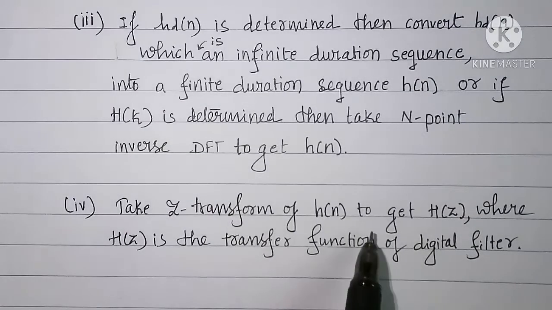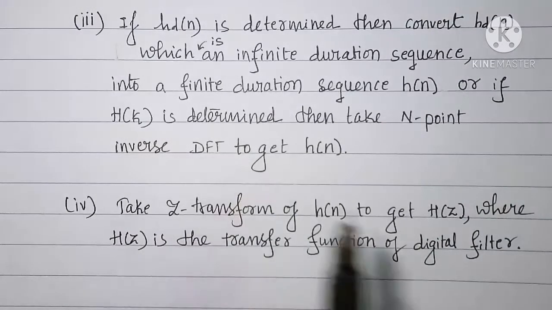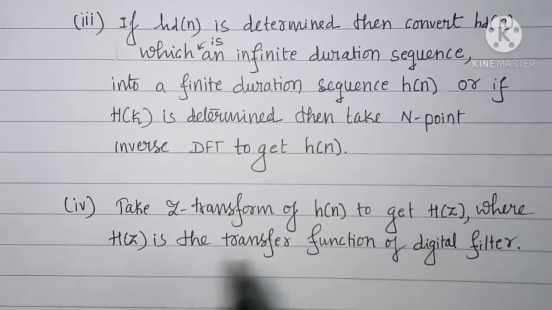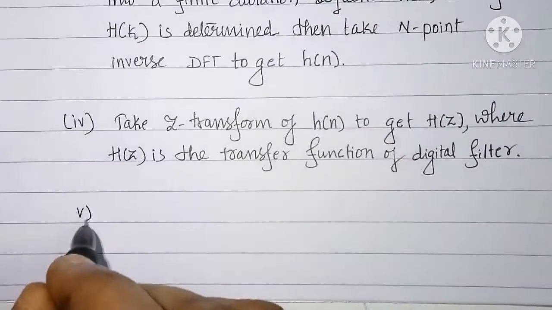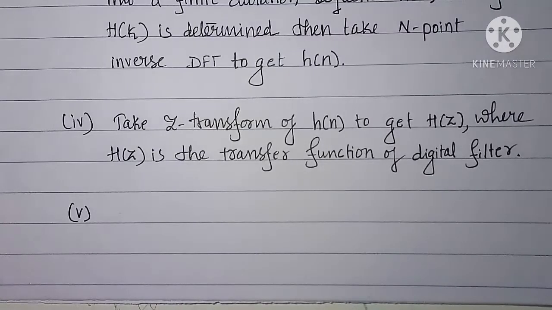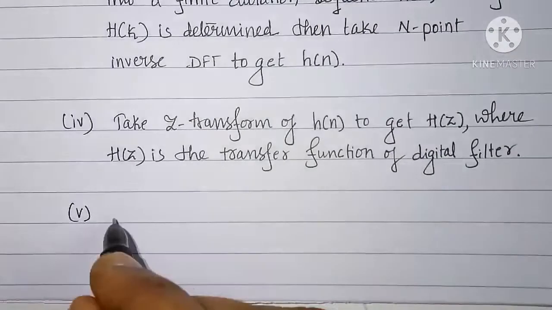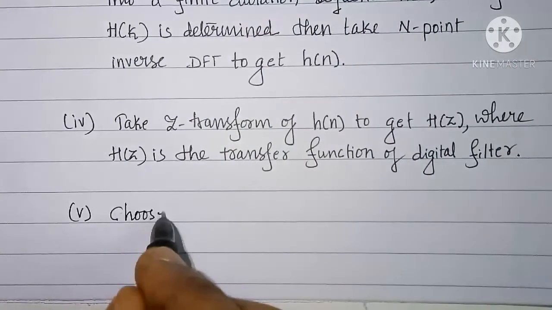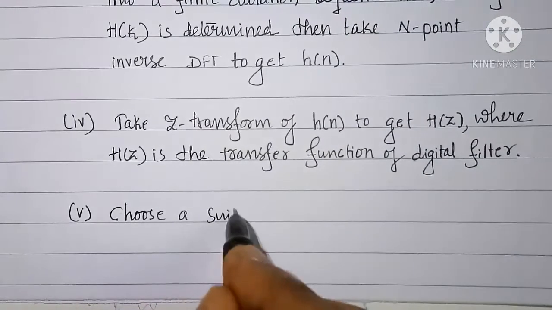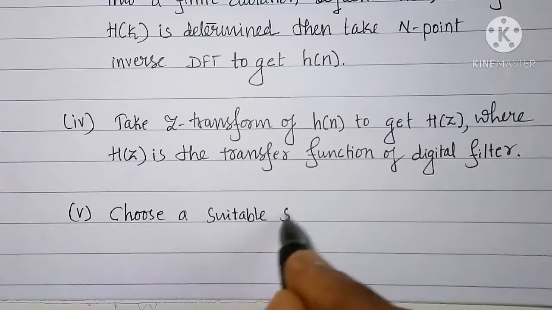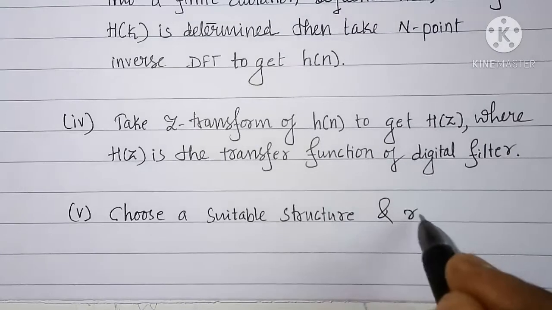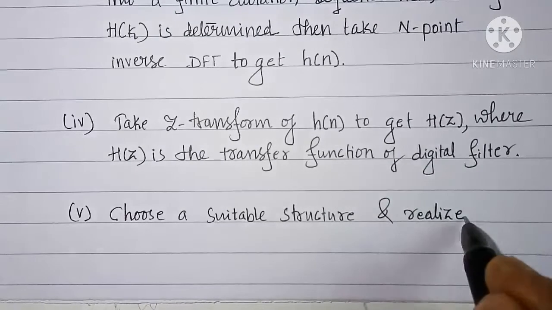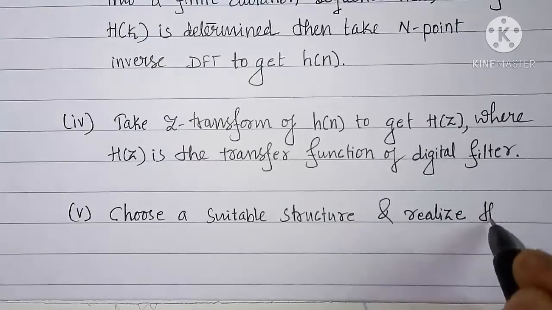Take z transform of h of n obtained in step 3 to get h of z, where h of z is the transfer function of digital filter. Choose a suitable structure and realize the digital filter.